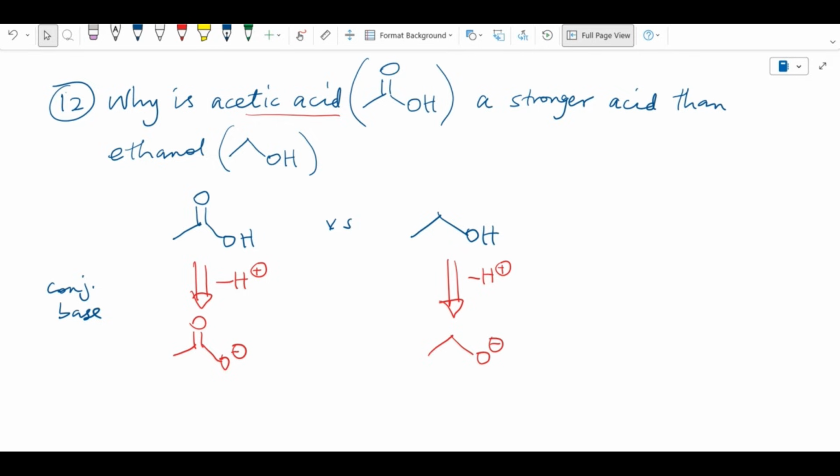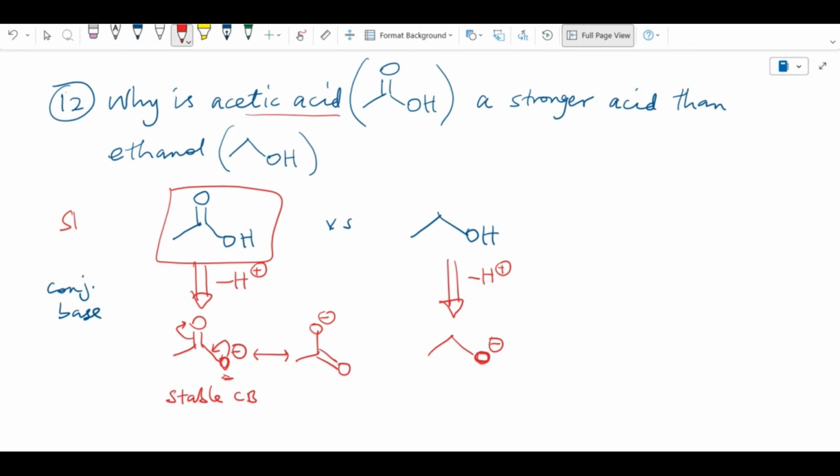Now, since we have negative charges on oxygens, the acidity trend we're going to use here is resonance. One of them can do resonance, the other cannot. For example, this conjugate base can do resonance. That means the negative charge on this oxygen can be stabilized by resonance. Therefore, this will be the more stable conjugate base. If that's the more stable conjugate base, this acid will be the stronger acid.